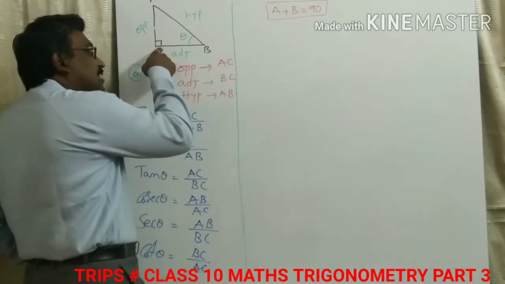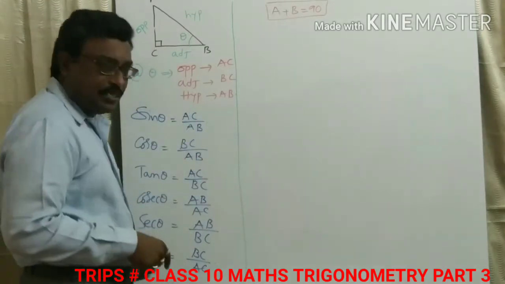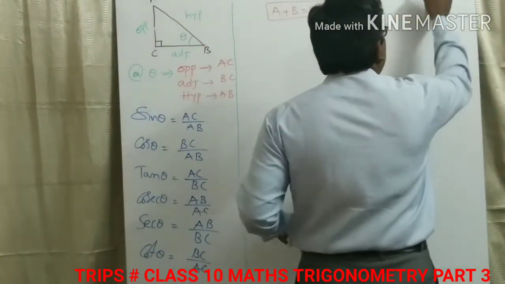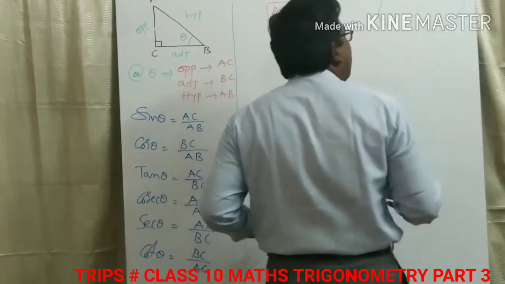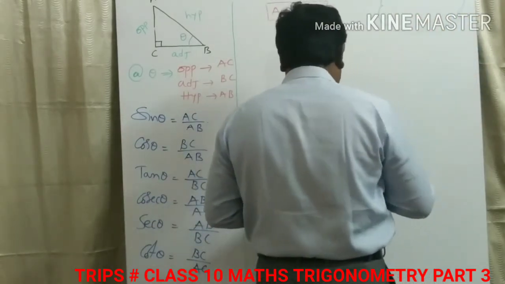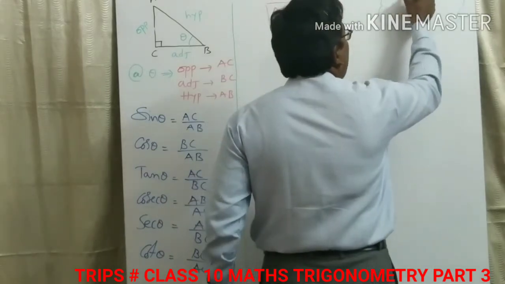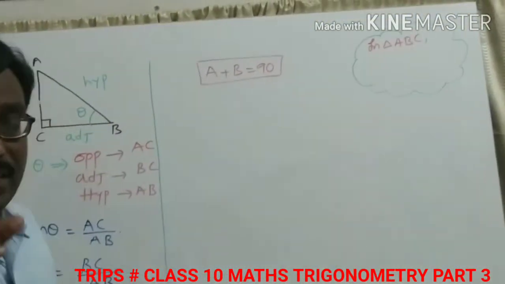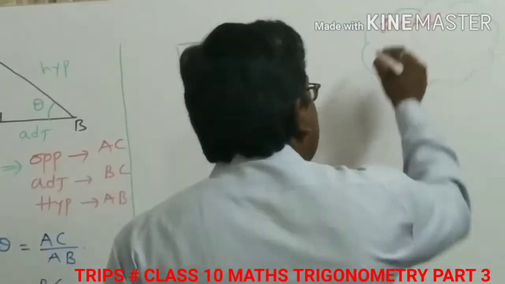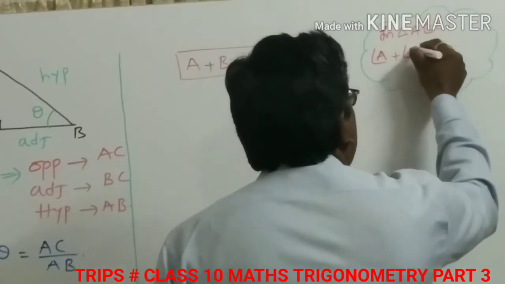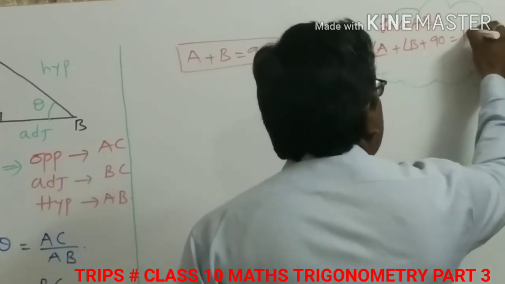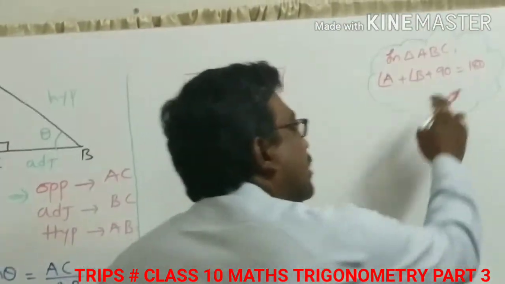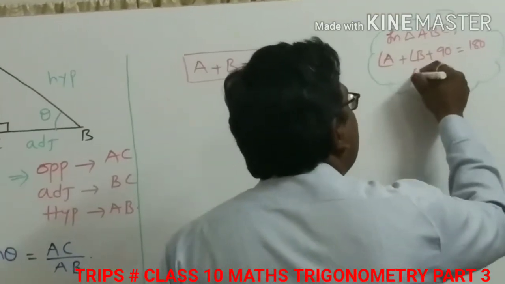Now, in triangle ABC, angle C is 90 degrees. The sum of the three angles in a triangle is 180 degrees. So angle A plus angle B plus 90 is equal to 180. Plus 90 goes to that side as minus 90. That is 180 minus 90, which is 90.